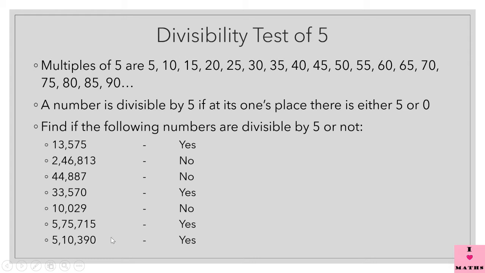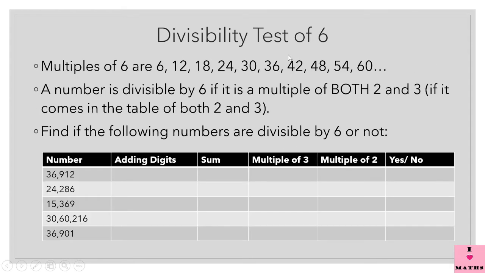So children, no matter how big the number is, even if it is a 10 digit number, you just have to look at the ones place digit. And if on the ones place digit, either there is 5 or there is 0, the number is divisible by 5. Okay, let's see the divisibility test of 6.